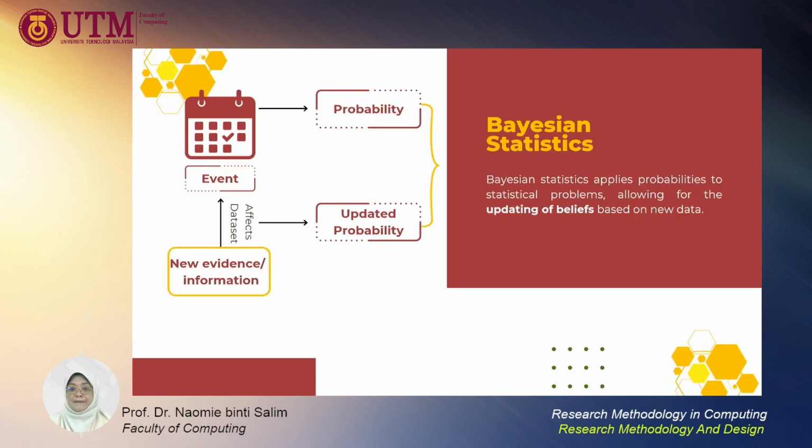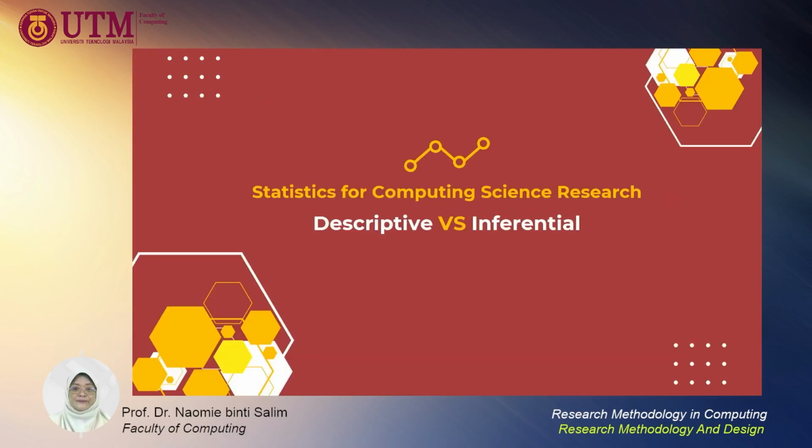Bayesian statistics apply probability to statistical problem by allowing for updating of belief based on new data. For example, based on past event, we have the probability of an event occurring based on how many times the event occur in the data that we have collected. But after we collect new evidence or we get new information, then we can update the probability that we previously have by using Bayesian statistics. This is where we update our belief based on new data.